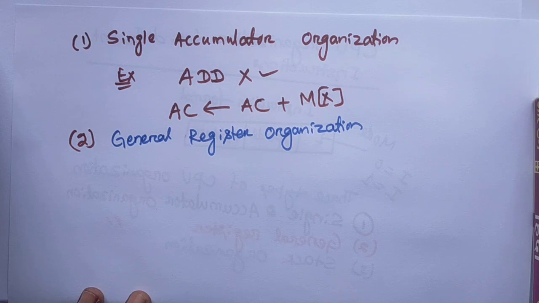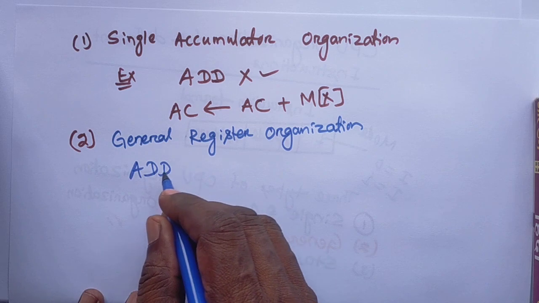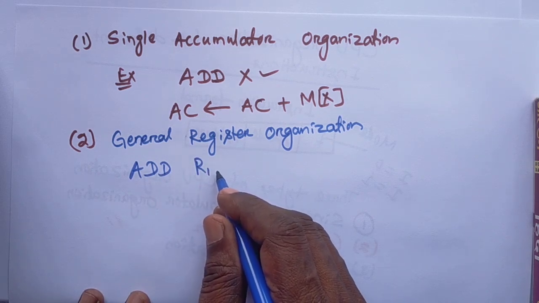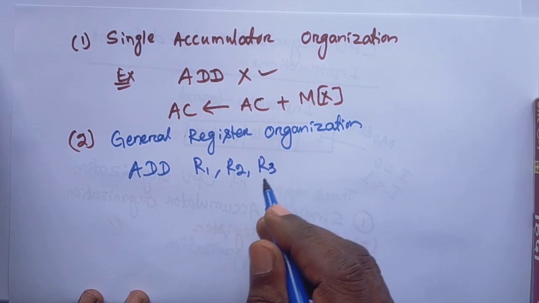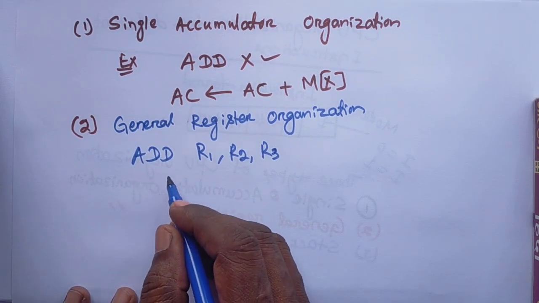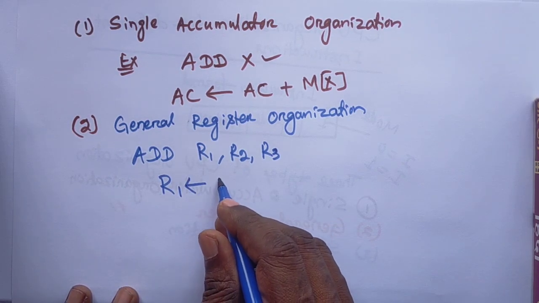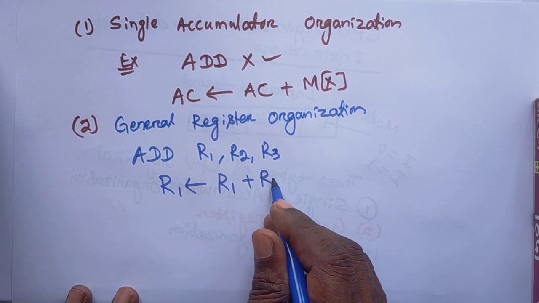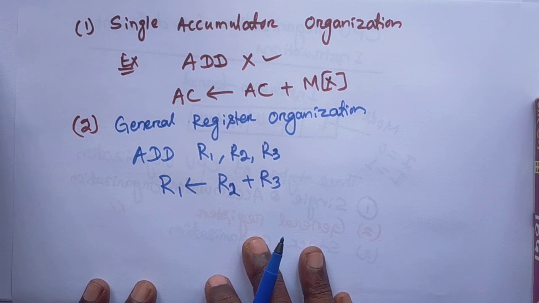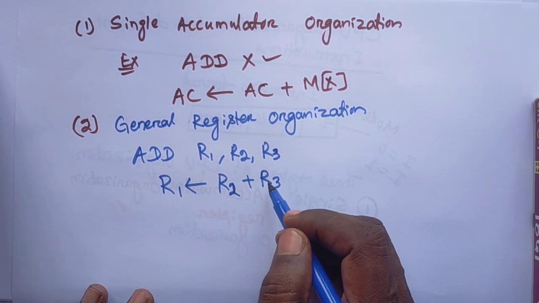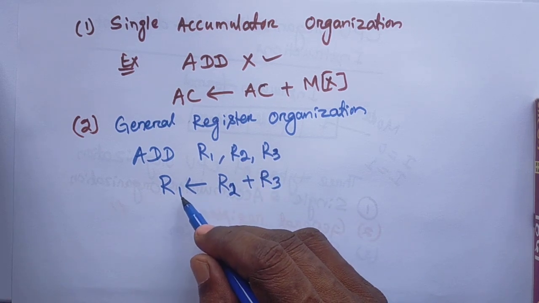So we can take a different example. Suppose ADD R1, R2, R3. Okay, then what happens? In a very simple way, the content of R1 we can write in this way: R1 is R2 plus R3. Sorry, R1 equals R2 plus R3. That is, the sum of the content of R2 and R3 is stored in R1.